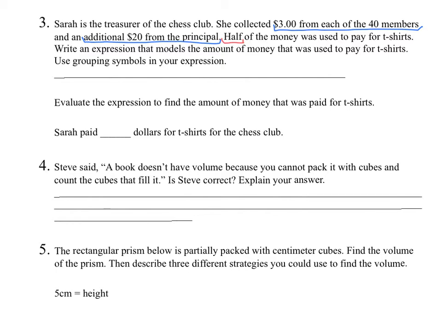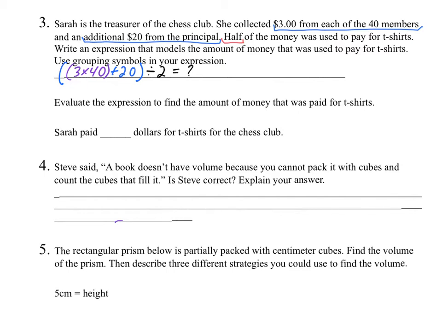All right, so we're going to start with the beginning part. It says $3 from each of the 40 members. So 3 times 40. We can lump that together with grouping symbols. And the principal gave us an additional 20. So we can do that by adding 20. We can get parenthesis happy and put parentheses around that amount. And the final step, which is easy to forget at times, only half of that money was used to pay. So the easiest way to do half is to divide it by 2.